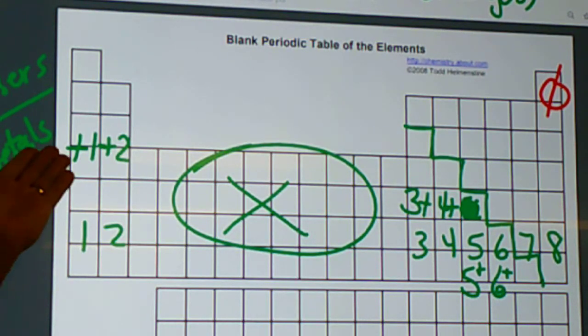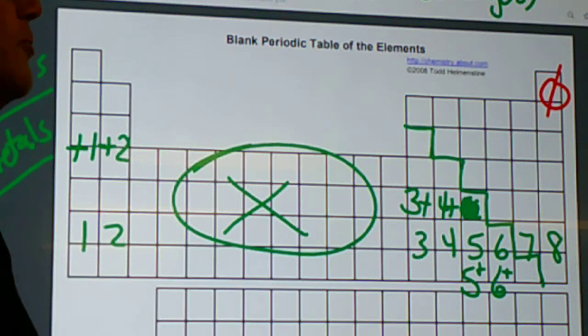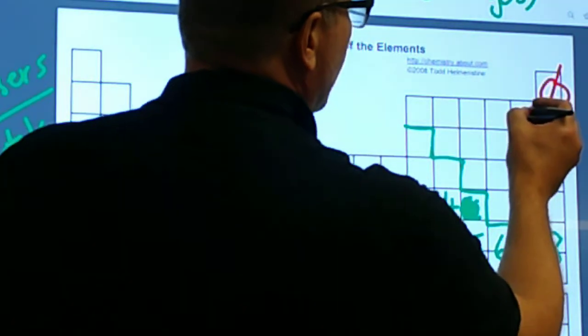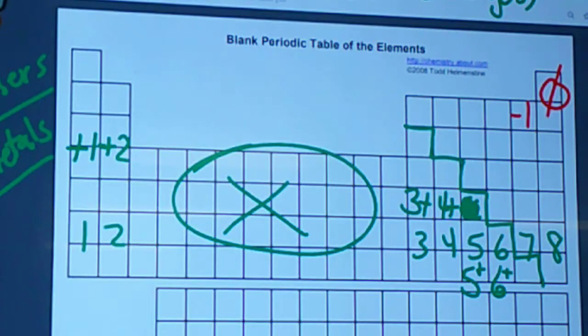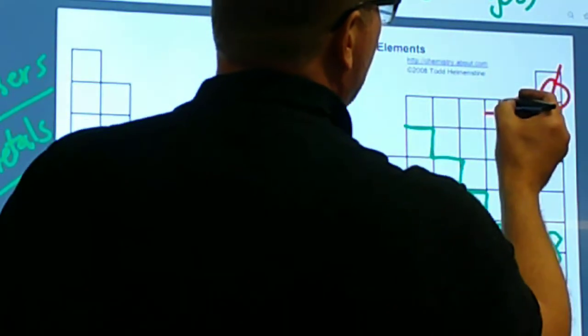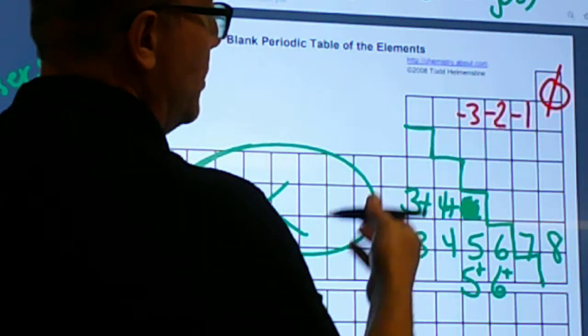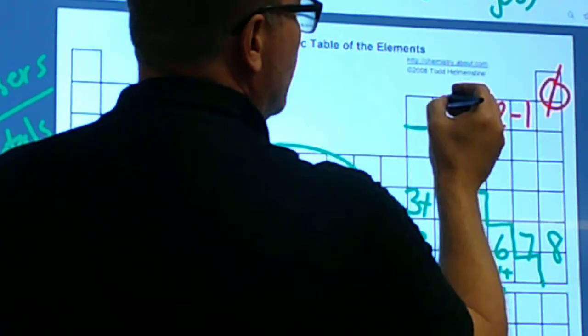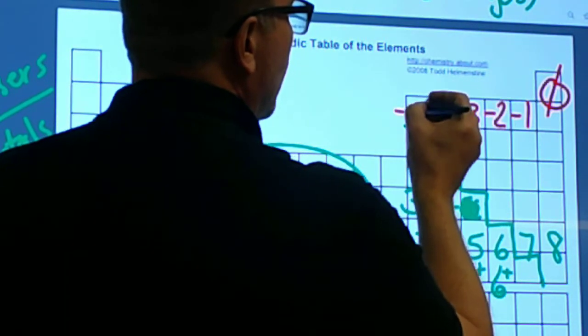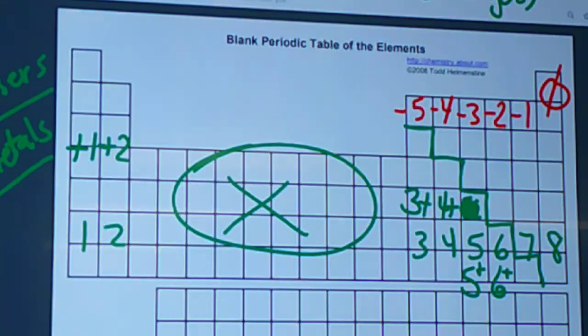You notice I started from the left and did my positives. What do I do from the right? I do my negatives. So we got negative 1, negative 2, negative 3. So I'm gaining electrons, negative 4, or gaining negatives. So that would be your thing.